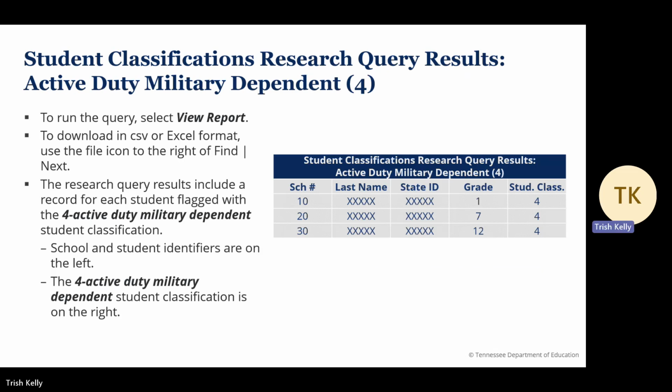To run the query, select View Report. In most cases, you will wish to download to CSV or Excel format to view the data. To do so, use the file icon to the right of Find Next. The research query results follow a standard format. School and student identifiers are on the left. The variable of interest, in this case, the 4 active duty military dependent student classification, is on the right.